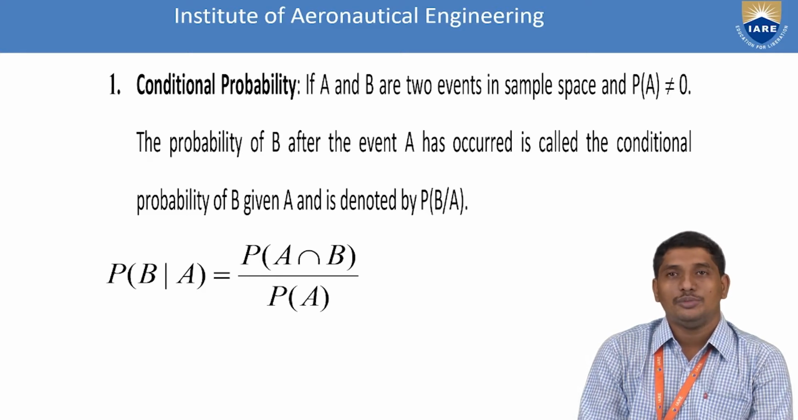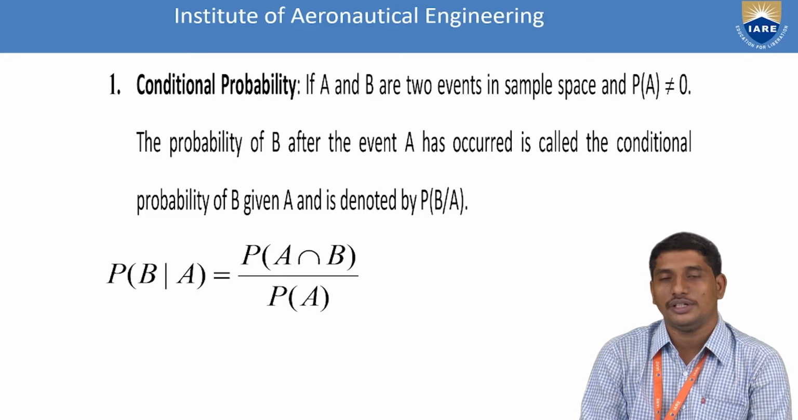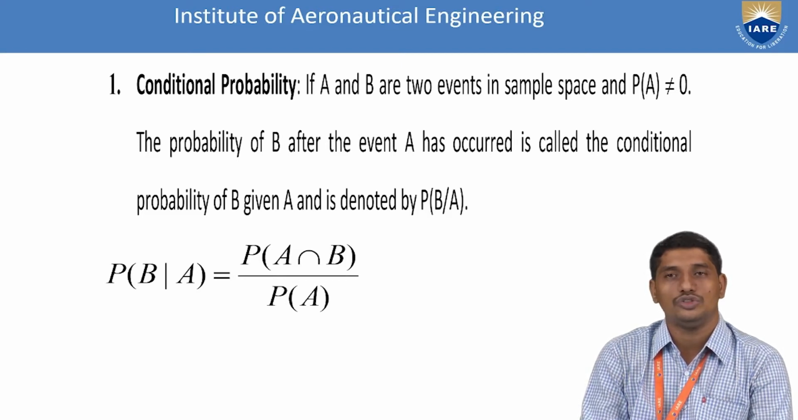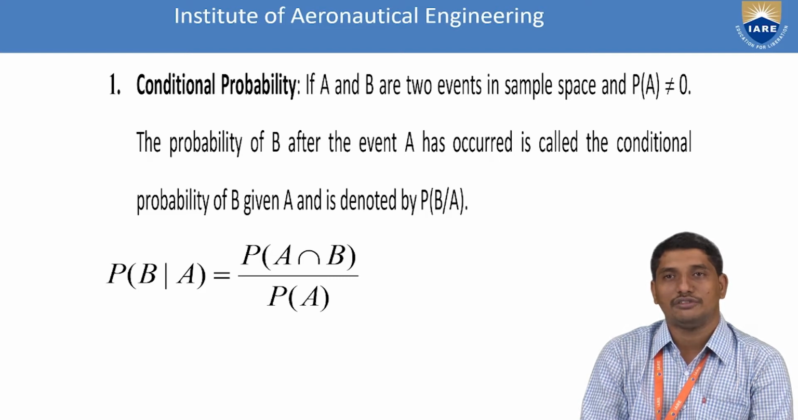Two events are said to be mutually exclusive if, when A wins, B has to lose, and when B wins, A has to lose. That means A and B cannot win simultaneously, that is, A and B cannot happen simultaneously. Those events are called mutually exclusive. And A and B are called equally likely if P of A is equal to P of B, that is, both A and B have equal chances of winning.